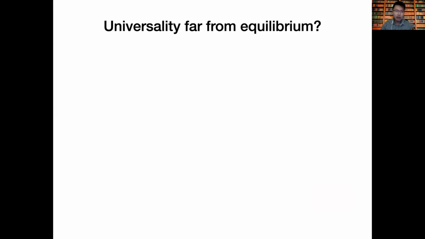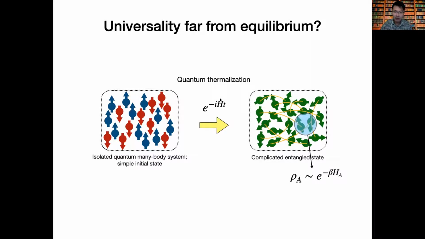So just to set the stage, what we're interested in is universal behavior far from equilibrium. And I'm sure this audience is familiar with the example of quantum thermalization. So a simple initial state undergoing time evolution, even in a closed many-body system, typically becomes a complicated entangled mess. And this depends on the precise microscopic details of the system. But we know that if we zoom in and look at local properties of a system, then something amazing happens, where we can describe the system locally by some universal mixed Gibbs state that only depends on some global properties like the temperature or the particle number of the system.